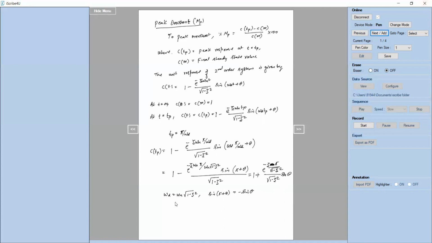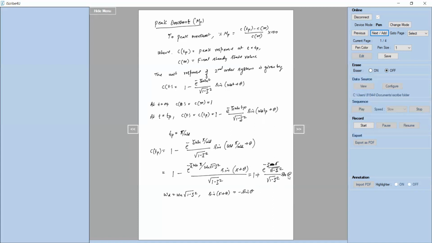So what we did, we have substituted omega d as omega n square root of 1 minus zeta square. This omega n cancels. So I'll have a term here e power minus zeta pi divided by square root of 1 minus zeta square multiplied by sine theta. Why? Sine pi plus theta is minus sine theta. So that minus I took it here and I got sine theta simply here.